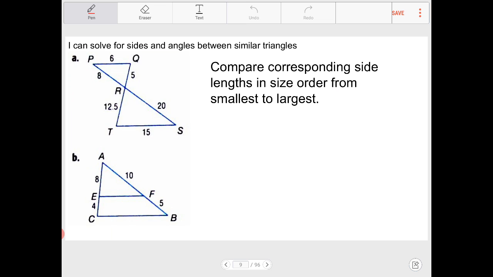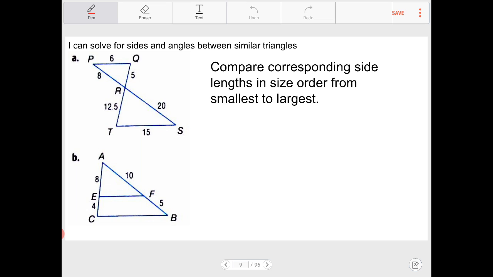Let's take a look at this. So here we are going to determine whether the two triangles in question A and question B are similar or not. So let's take a look. We're going to compare all the corresponding side lengths in size order from smallest to largest. Pause the video to see if you can figure this out on your own.